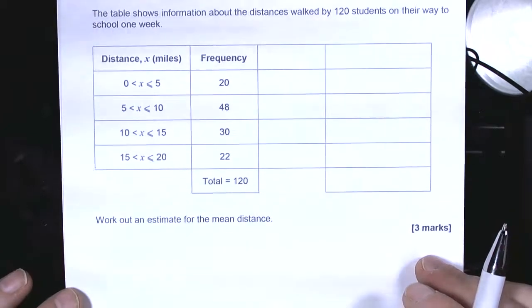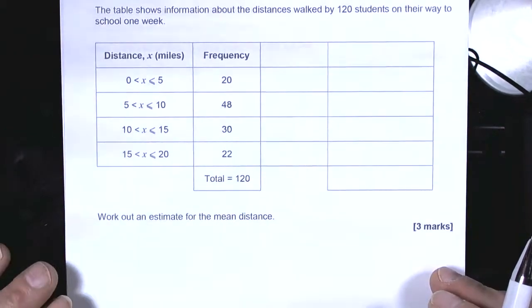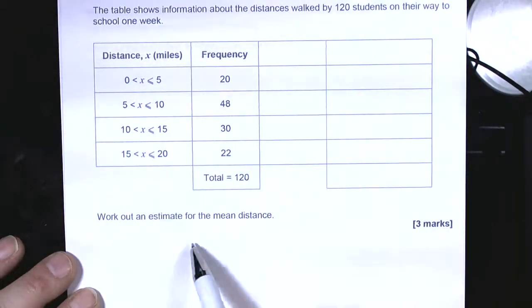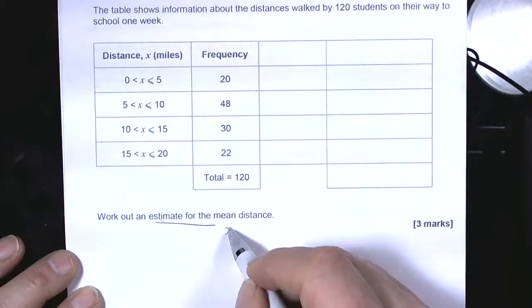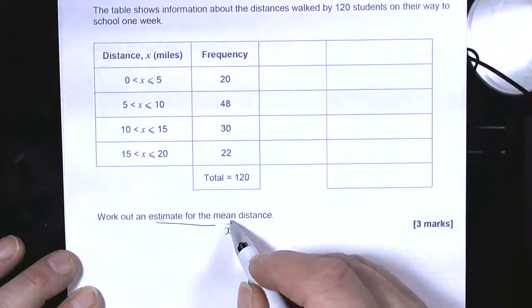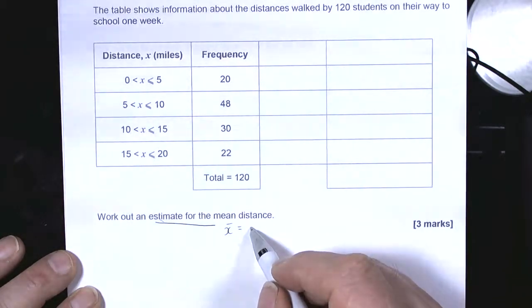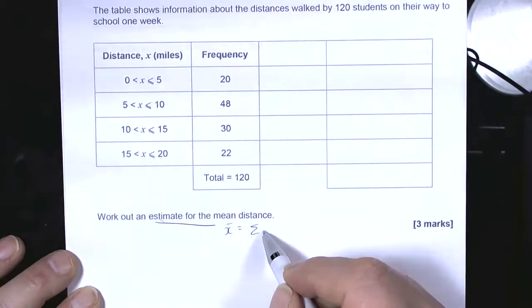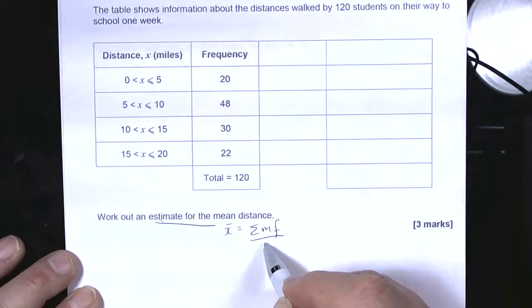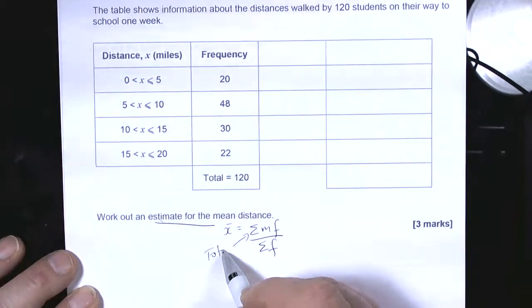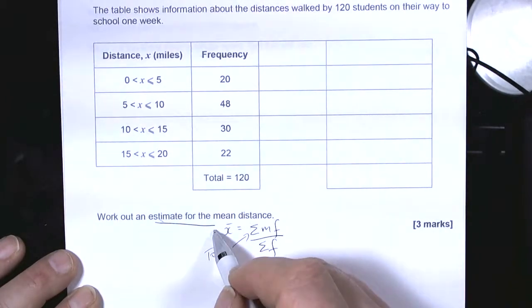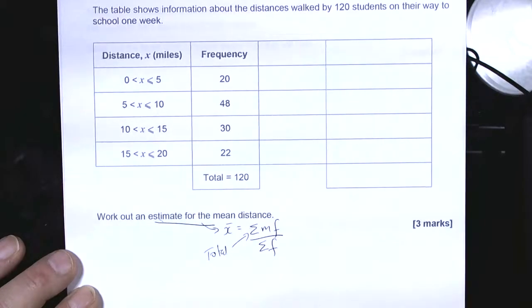Okay, so this question talks about doing the estimated mean, and as soon as we see the words estimated mean, then we should be thinking of the formula. So the estimated mean is equal to the sum of the midpoint times the frequencies divided by the sum of the frequencies. So I need to remember that Σ means total or sum of. And this is just the symbol we can use for the mean.